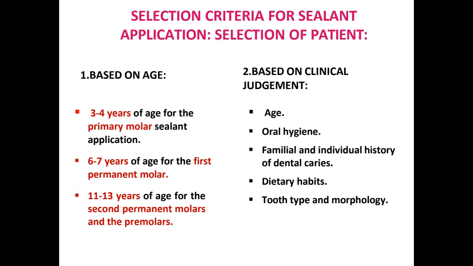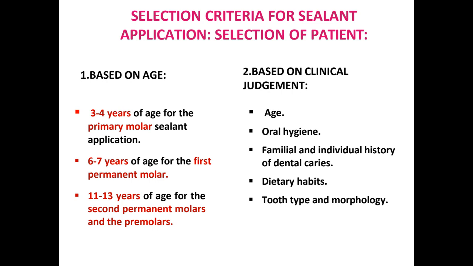Now, the selection criteria for sealant, that is, sealant application or the selection of patient. Based upon the age, it is 3 to 4 years, 6 to 7 years, or 11 to 13 years. 3 to 4 years, basically because the primary molars would have completely erupted. 6 to 7 years because the permanent molars would have erupted. 11 to 13 years basically because the second permanent molars as well as the bicuspids would have erupted. The next is based upon the clinical judgment.